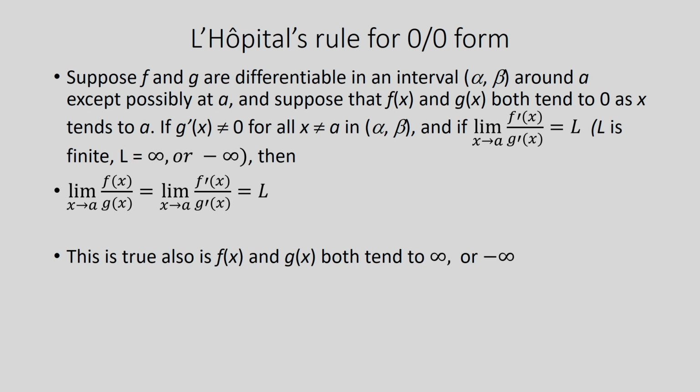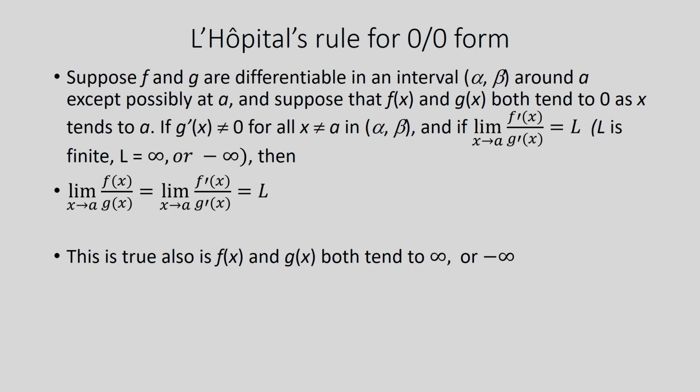Now, these are different tools and instruments that we have which follow from the properties of limits and differentiation. So, this is called L'Hopital's rule for 0 by 0 form. Suppose f and g are differentiable in the interval alpha beta around a, except possibly at a, and suppose that f x and g x both tend to 0 as x tends to a.